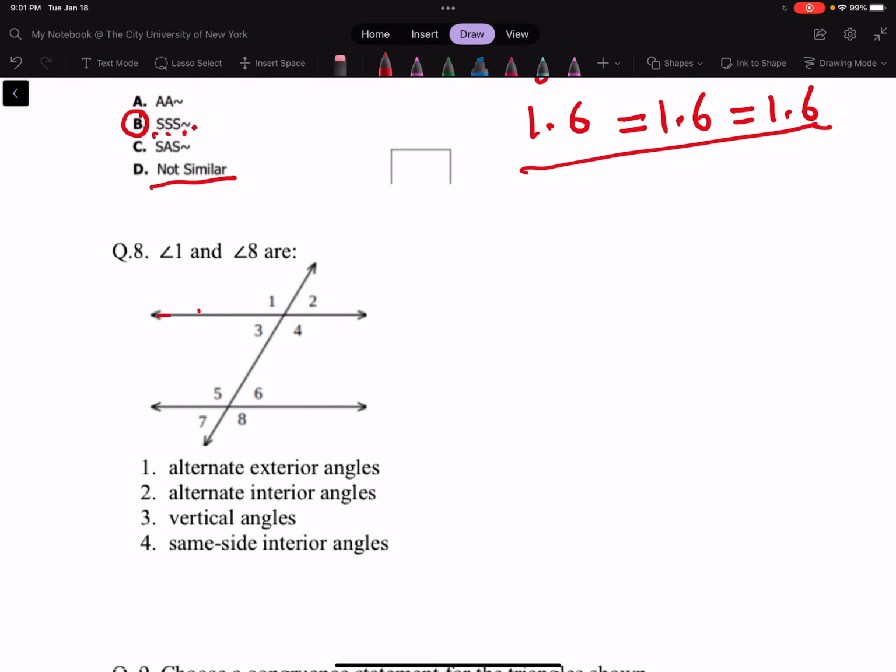And parallel lines, angle 1 and 8. 1 is here, 8 is here. This is the transversal. So these two, 1 and 8, are opposite, and both of them are outside, so exterior. So they are congruent, and they are called alternate exterior angles. So number 1 is the one.